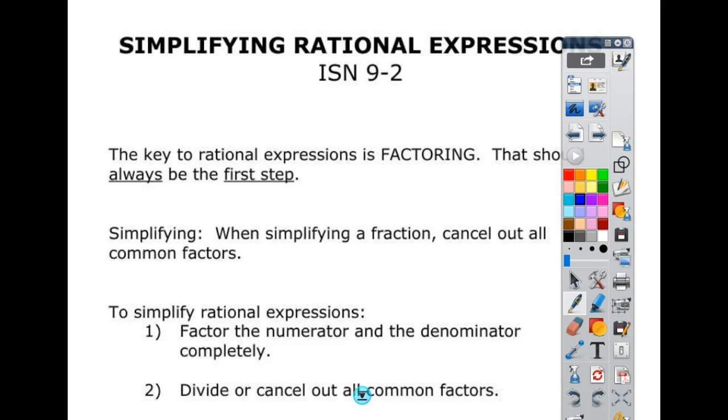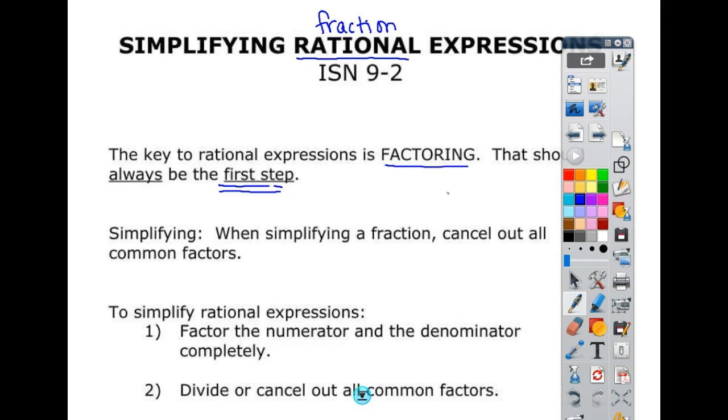What does rational mean again? It means a ratio. And what does that mean? Starts with an F. I heard somebody say it. Fraction. So we're simplifying these fractional expressions. The key to rational expressions is factoring, and that's the first step. That's why we practiced it so heavily yesterday.